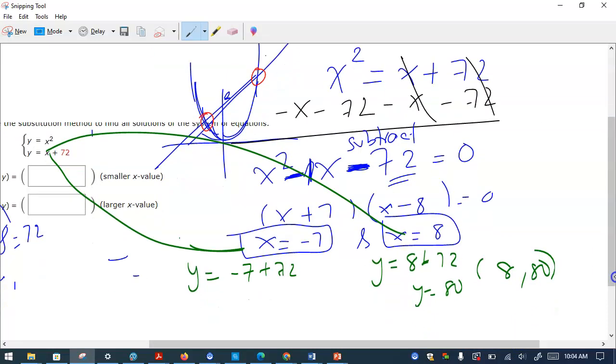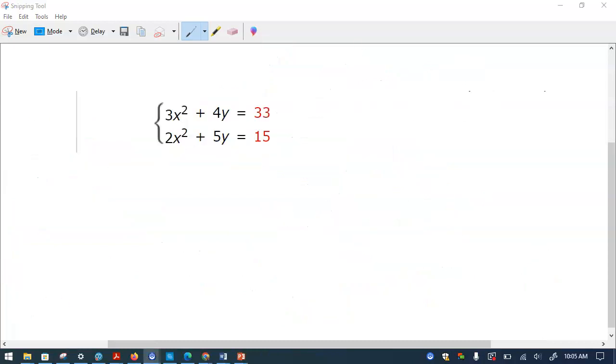And the other one, if you subtract 7 from 72, you get 65, right? So you get 65. So the point will be minus 7, this minus 7, and this is... So this will be minus 7. And I hope that helps. So question number 4.